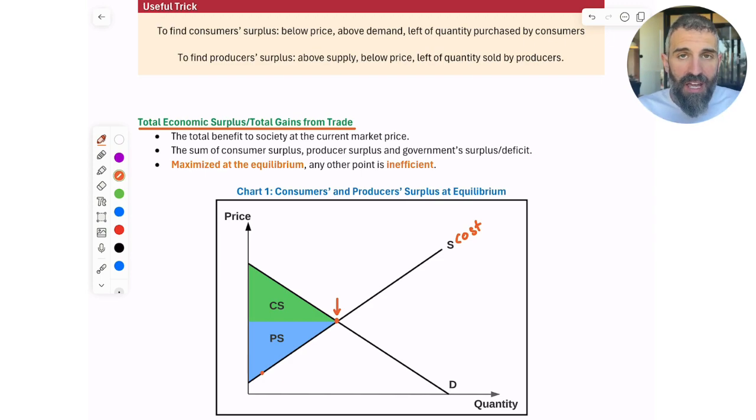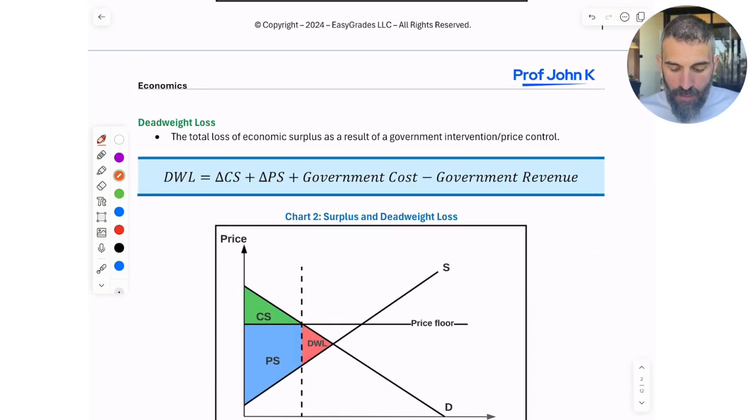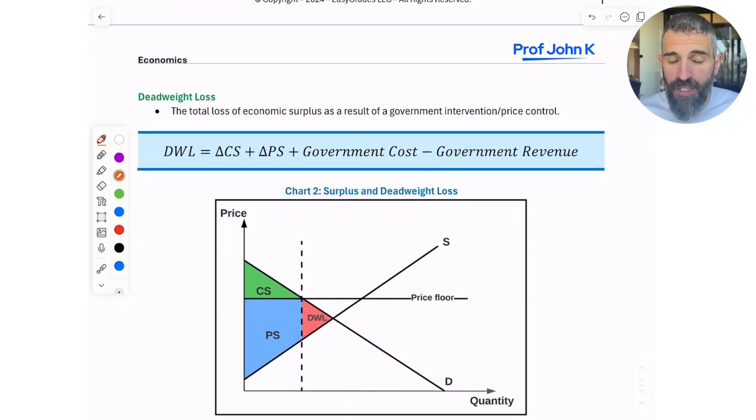But once we start to have things like price controls, where the government interferes and says, oh, we want to modify the price, we want to impose a tax, we want to do whatever, then you start to decrease the total economic surplus. And there's a name for the loss of economic surplus, and that's called deadweight loss. So the deadweight loss is basically the total loss of economic surplus as a result of a government intervention.